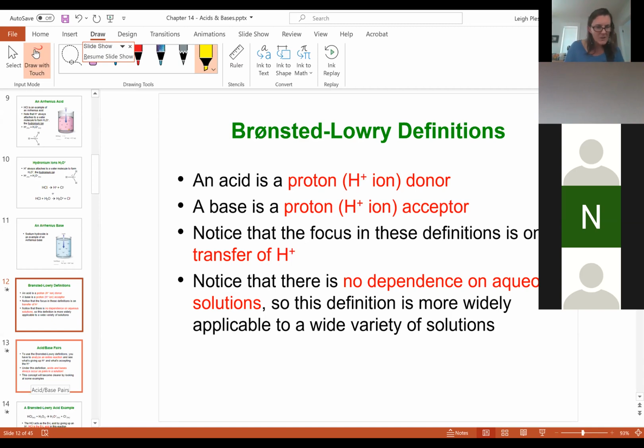So let me go back to the camera. Okay, so potassium hydroxide is an Arrhenius base. It's also a Bronsted-Lowry base.